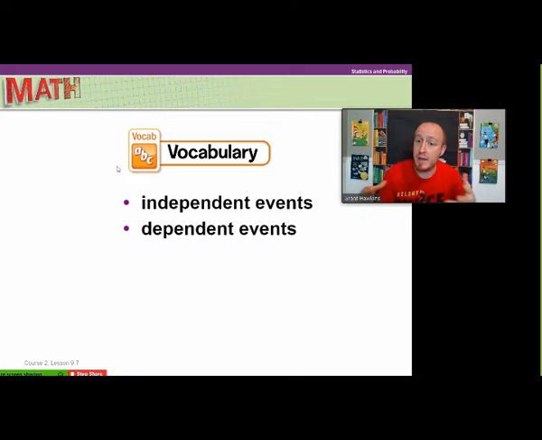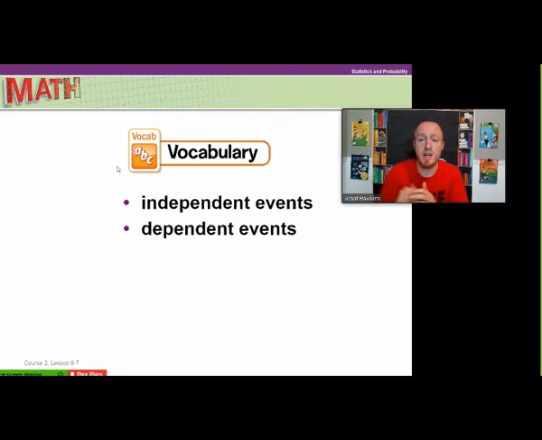Now, dependent events do affect each other. So if I'm pulling a card out of a deck, or let's use the marbles. If I'm pulling marbles out of a bag, I pull a red one out. Well, that does affect my next event, because now there's one less red one. So it could be different now. I might have gotten that one.